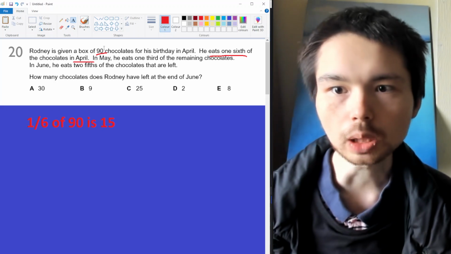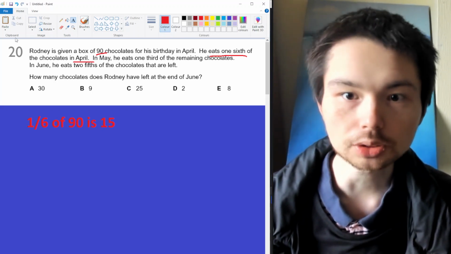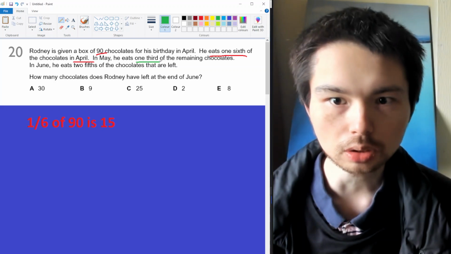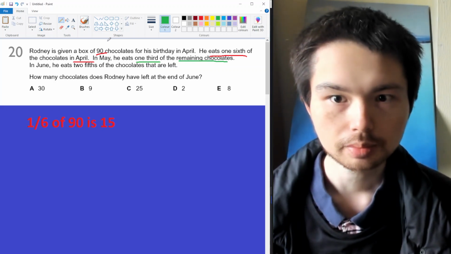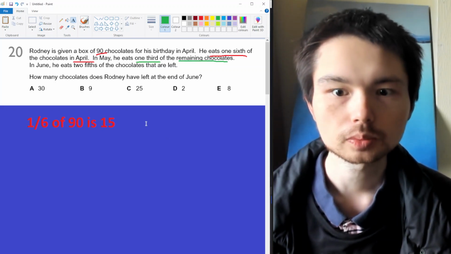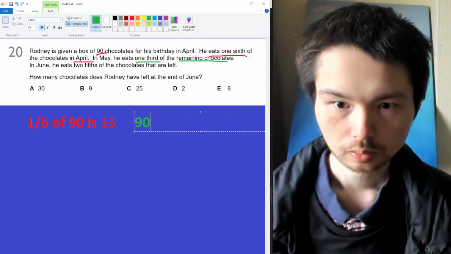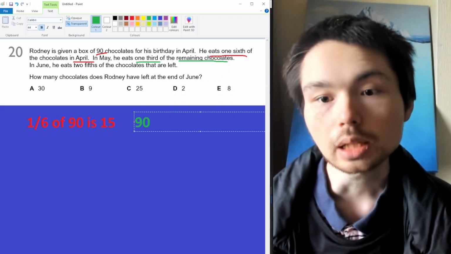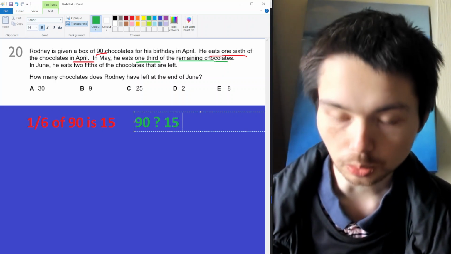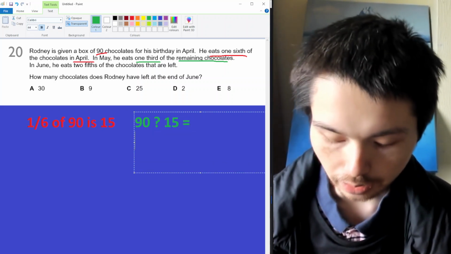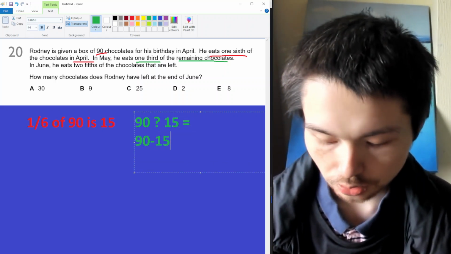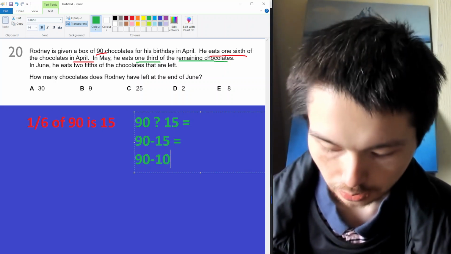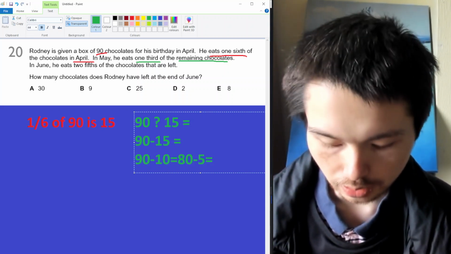In May, he eats 1/3 of the remaining chocolates. That means what is left? You start off with 90 chocolates. Well, what is remaining? This person has already eaten 15, which means we care about the amount that is left. So we need to do 90 minus 15. Do it in your head. 90 minus 10 is 80, and then minus 5 is 75.